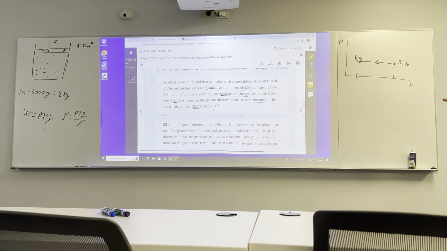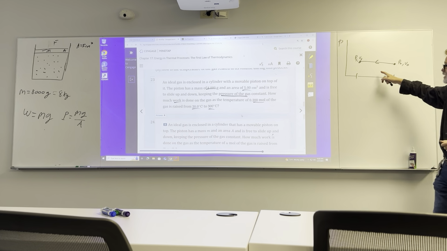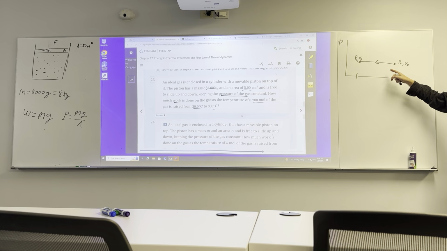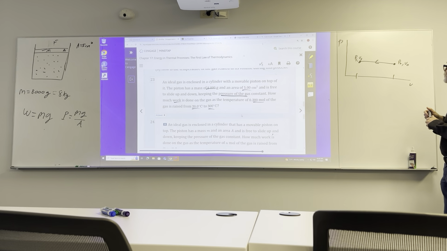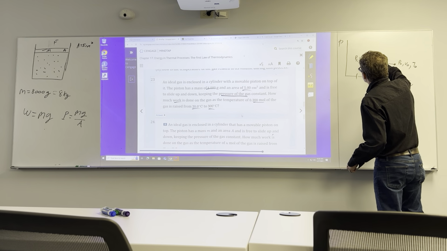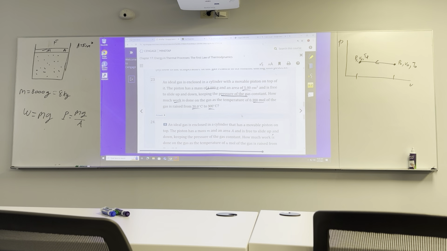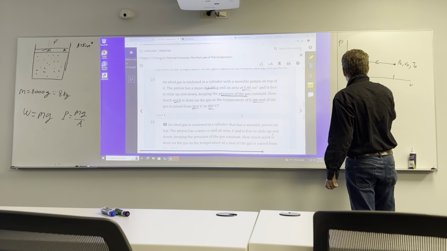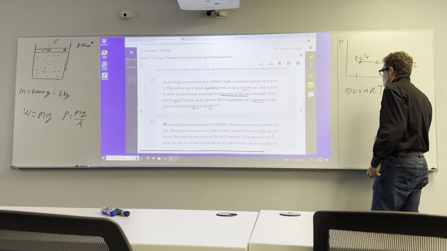Also, what corresponds to every point on this PV diagram? A P and V, but there's also a temperature, right? So I also have a T naught, T final, right? Does that make sense? And what relates these quantities, P, V, and T? Ideal gas law. PV equals nRT.